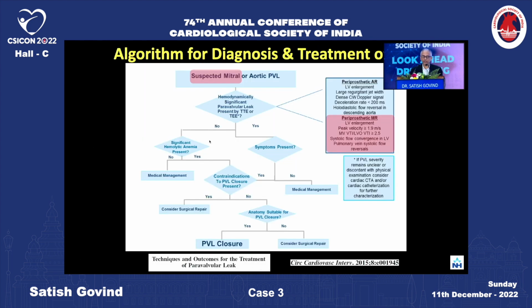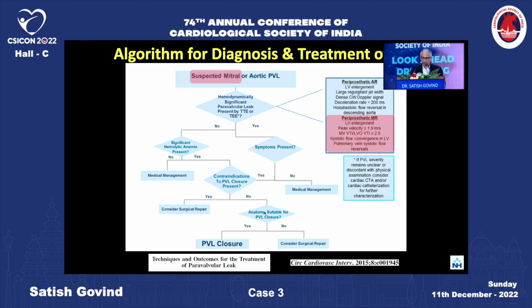As far as the treatment of paravalve leaks is concerned, for this patient, technically there was no challenge as such. It was just the unusual presentation. So this is a typical flow chart of how to address PVL. When you suspect it, is it causing any hemodynamic issues, in terms of hemolytic anemia, which our patient had, or is the patient in failure? And then are there any contraindications? No contraindications. Then is the anatomy suitable for paravalvular leak closure? And then you go for the closure.